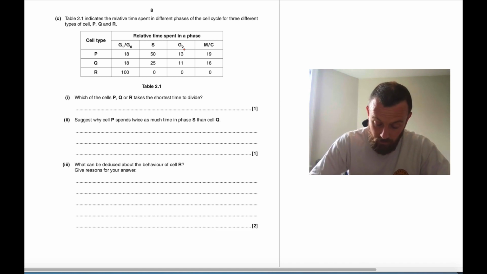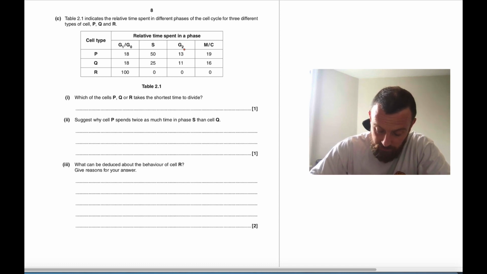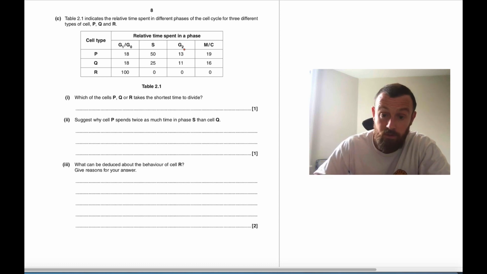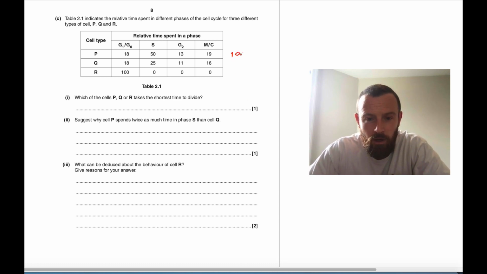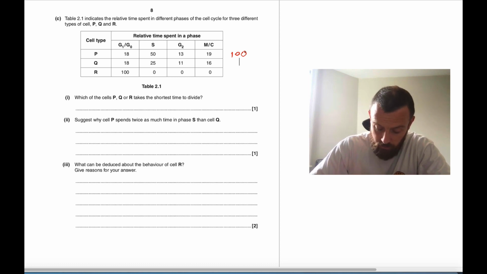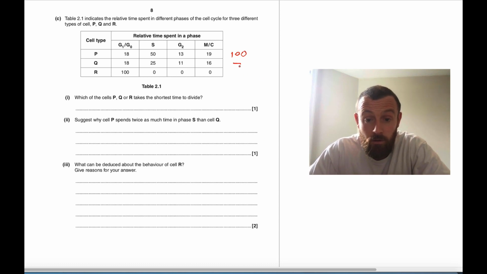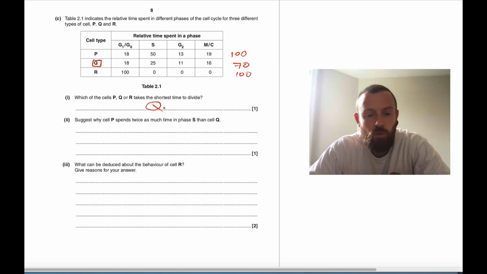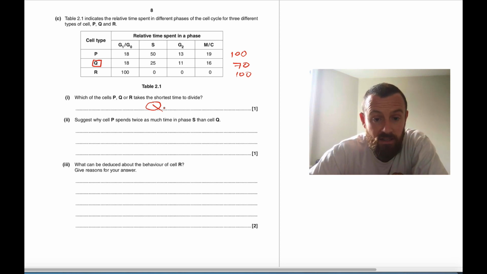So on my calculator, 18 plus 50 plus 13 plus 19 equals, okay, so we've got 100 over here. Are they all going to be 100? I bet they are. 18 plus 25 plus 11 plus 16 equals 70. Not 100. And this is 100. Okay, so it's Q. Q is that one. Suggest why cell P spends twice as much time in phase S than cell Q.